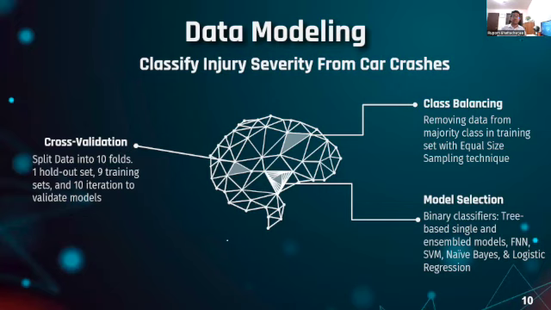Now that we have the data prepared, we can start building models to classify the injury severity from car crashes. But before developing the models, we need to split the data into training and validation sets. In this study, instead of having a single split of train and validation data, we used 10-fold cross validation. We also had significantly higher records of low injury than high severity injuries. So to balance this class distribution, we used the equal size sampling technique in KNIME. The next step was to select the algorithms to develop the predictive models. We selected 7 different binary classification algorithms to develop the models.